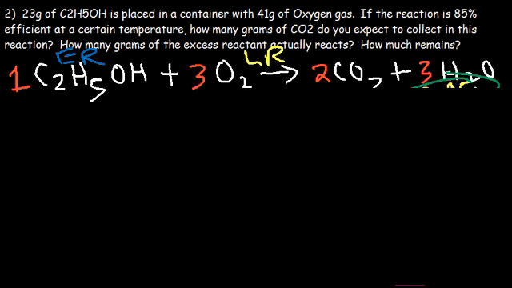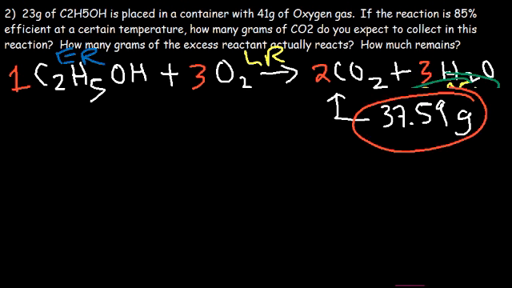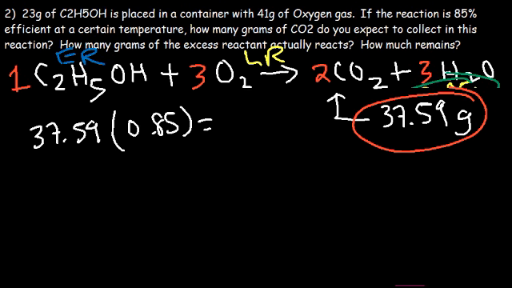Okay, so now let's continue. Now that we have the theoretical yield, which we said was 37.59 grams of carbon dioxide, how can we calculate the actual yield? If the reaction is 85% efficient, how many grams of CO2 do you expect to collect in this reaction? All you need to do to find the actual yield is find 85% of 37.59. So it's just 37.59 times 0.85.